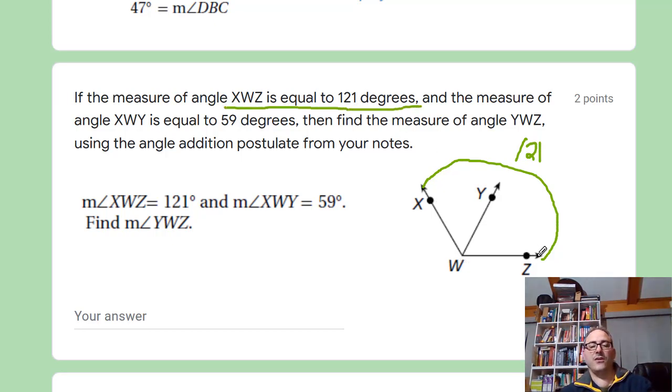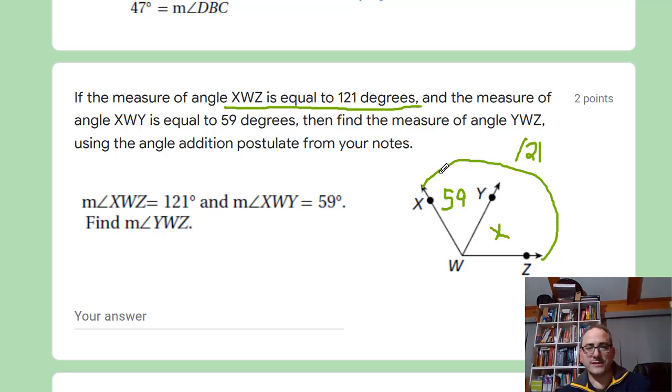They told me that XWZ is 121 degrees. The measure of angle XWY, this guy right here, is 59. 59 goes in right here. So now we're going to find the measure of angle YWZ. Again, we call this x. Pause the video here and see if you can try this.